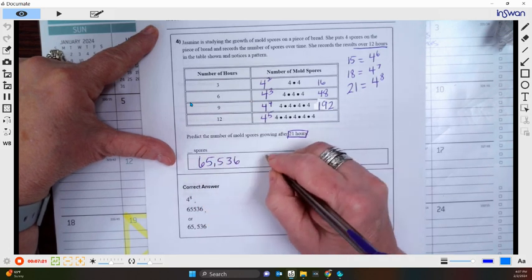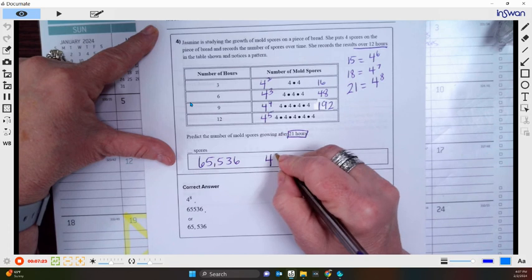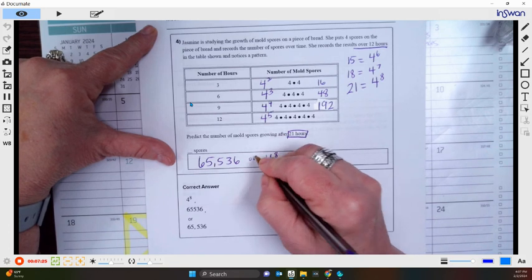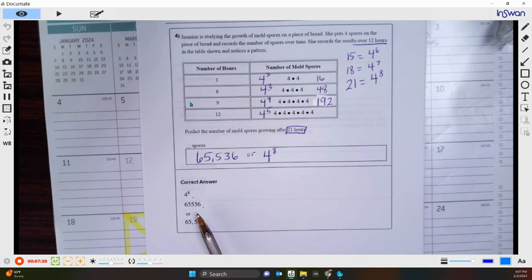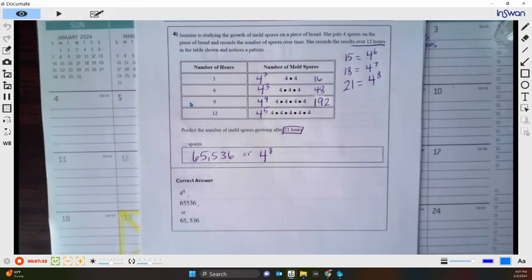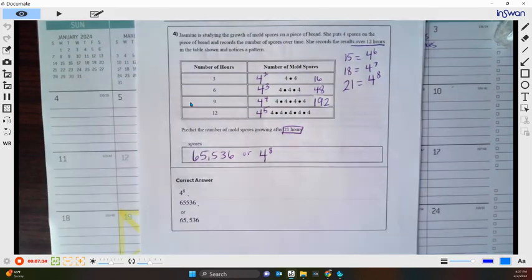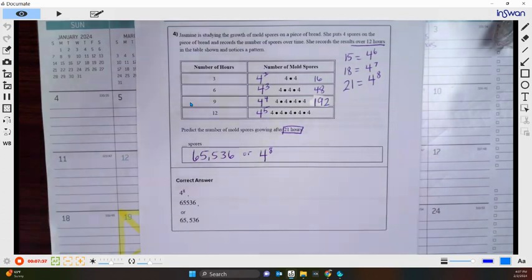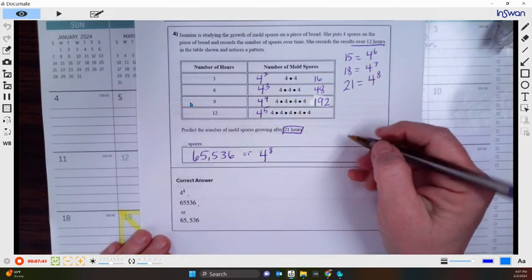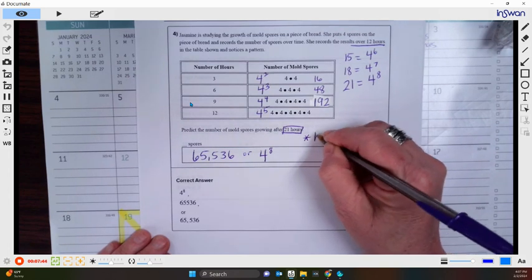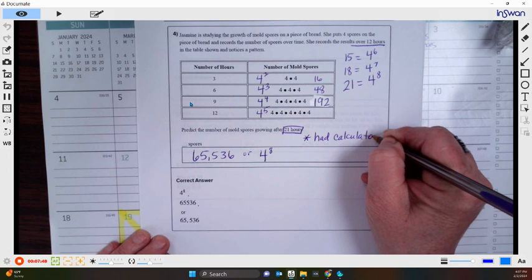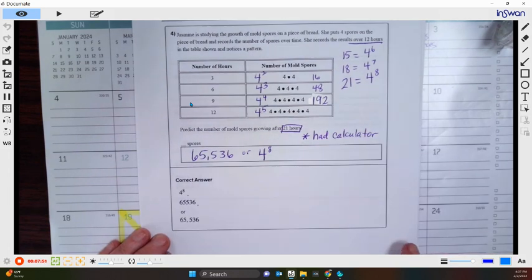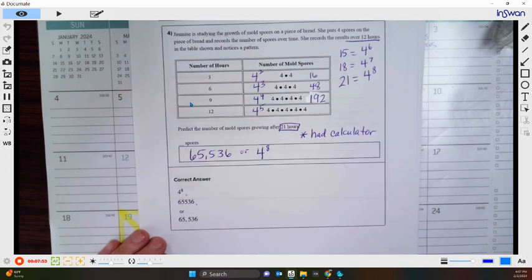Or you could have written it as 4 to the eighth power. Either one would have been correct, or you could have written them both. You can see here they have the exponent form and the numerical form. And there goes my light in class. It timed out. There we go. So that would be the correct answer to that. And again, on this one, you did have a calculator, so you could have multiplied that however you chose to.